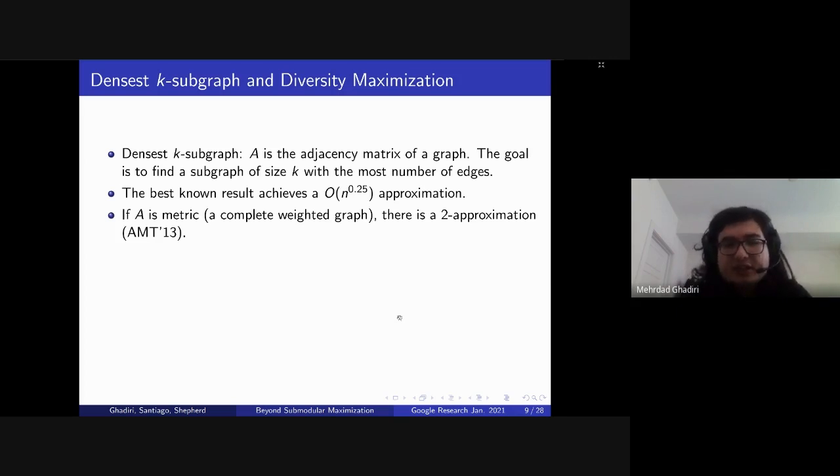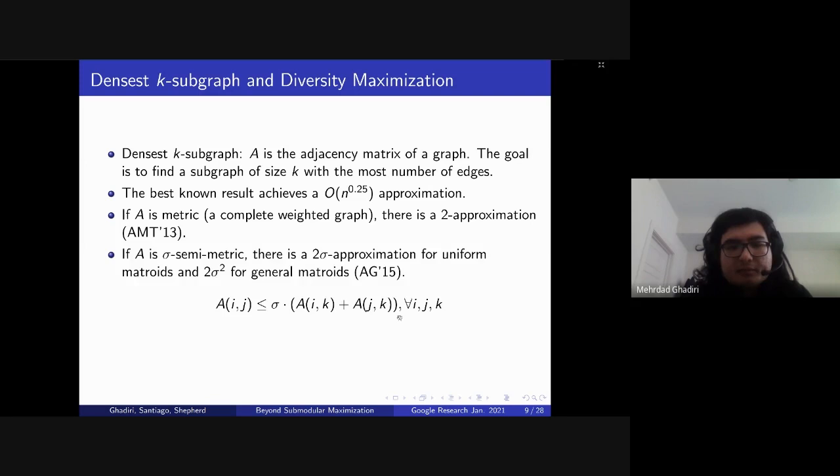However, if A is metric, let's say I have a complete weighted graph and the weights are distances, and that distance function between the vertices is metric, then there is a 2 approximation. In general, even if A is sigma semi-metric, then there is a 2 sigma approximation for uniform matroids and then a 2 sigma squared approximation for general matroids. So sigma semi-metric is a relaxation of the metric property. As you can see, the inequality is the same, except there is a sigma factor on the right-hand side for sigma semi-metrics.